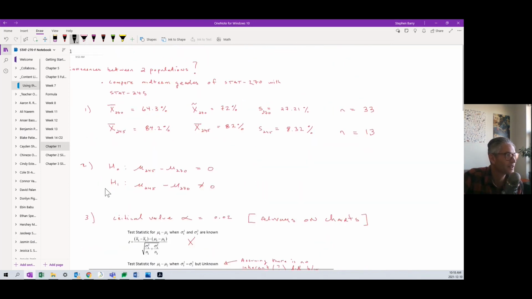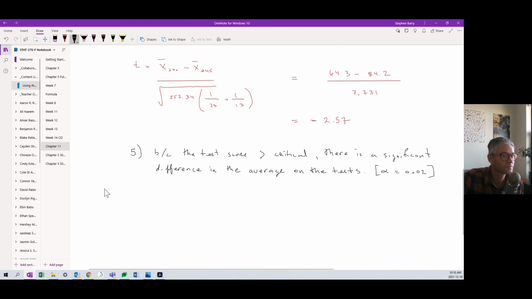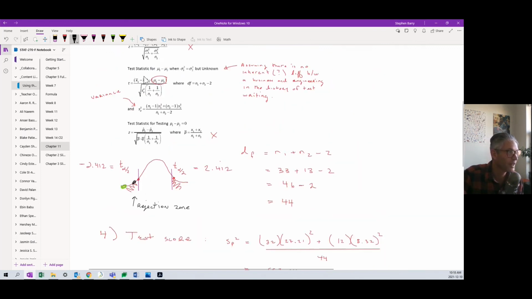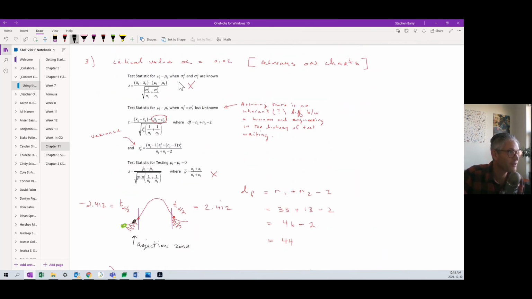So, stay tuned. I think that's what I'm going to do. That being said, there are a couple of other variations on it. If these are known, then you would do this one and use Z scores, or you would use Z scores and proportions if it's a proportion question.